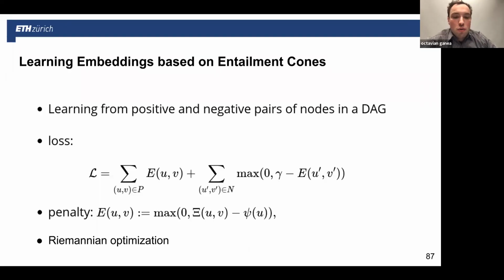We just use a similar max margin loss function like order embeddings did, except we used our formula for entailment cones, and we had to use Riemannian optimization. But everything else stays the same as in order embeddings; the loss function is very similar.